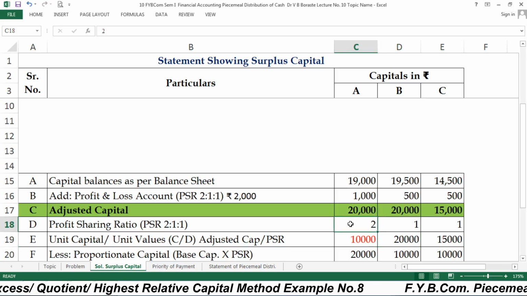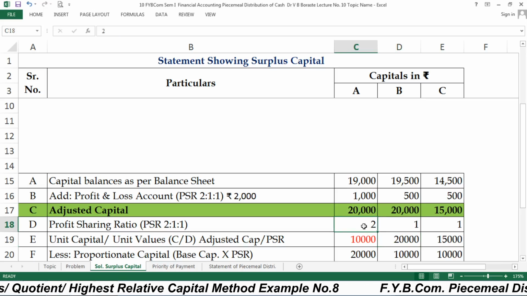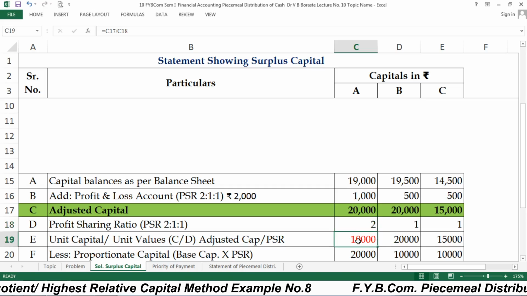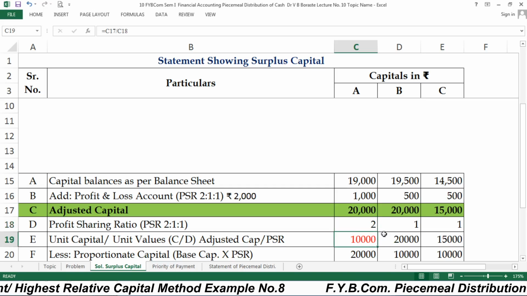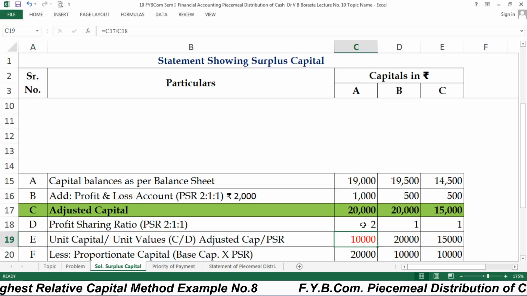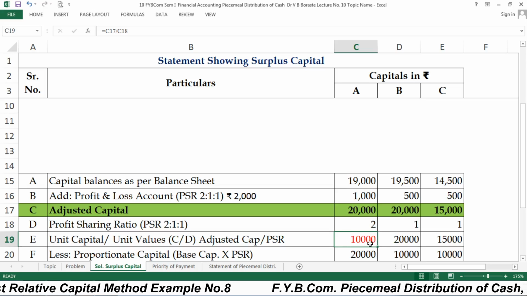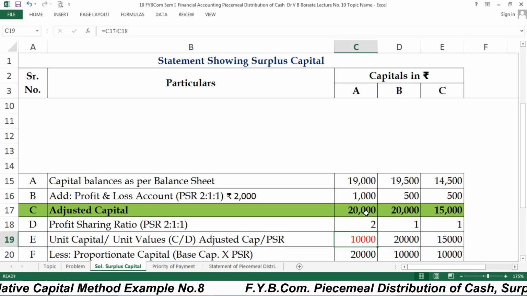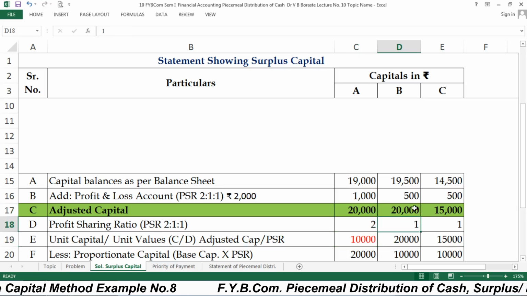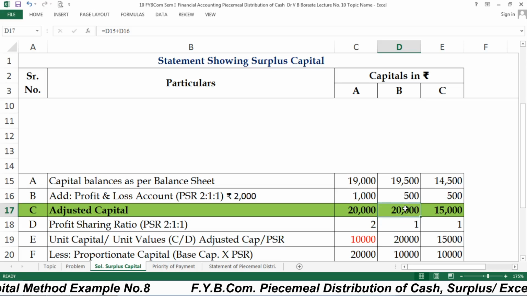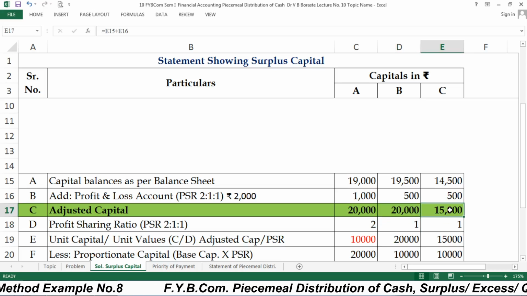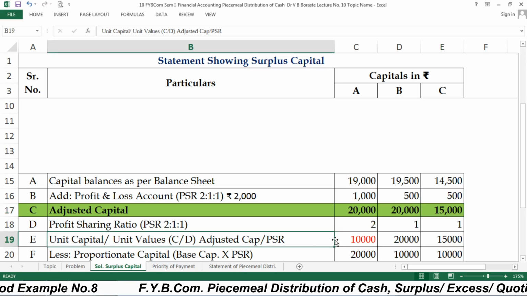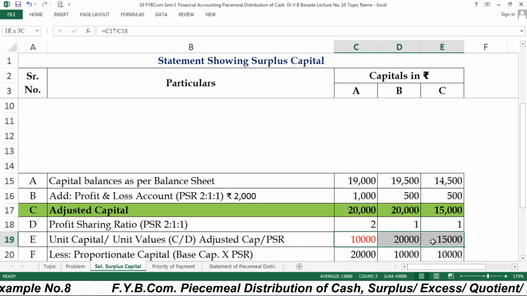And for one share, Mr. A gives 10,000 to the partnership firm. So for one share, Mr. A gives 10,000. For two shares, he gives 20,000. For one share, Mr. B gives 20,000. And for one share, Mr. C gives 15,000. So here you have to consider the least amount.